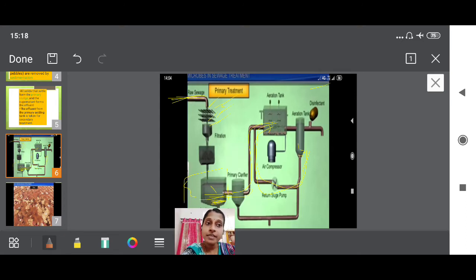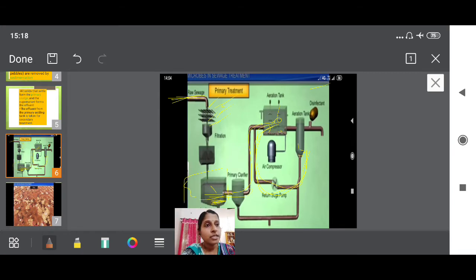Along with that, here as an inoculum, we are putting a large amount of bacteria and fungi. From here it is collected and put over here, so that this inoculum acts as a starter for the degradation to take place again, and for the multiplication to take place.